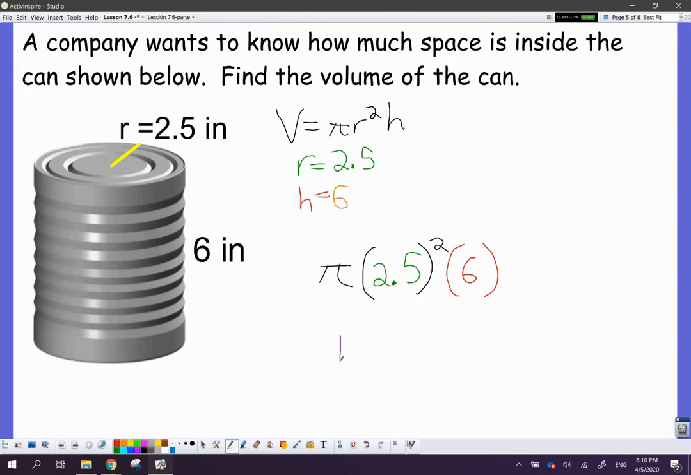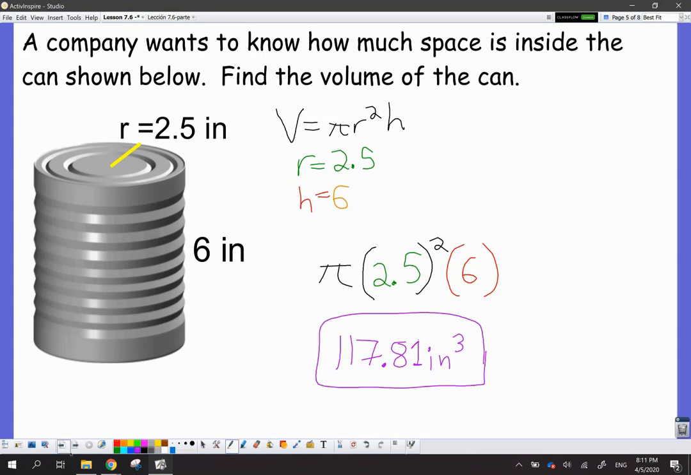So my volume is 117.81. Our unit here is inches, so our volume will be in inches cubed. So 117.81 inches cubed is our volume.